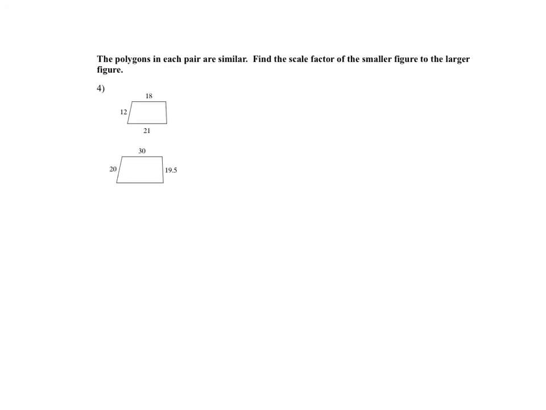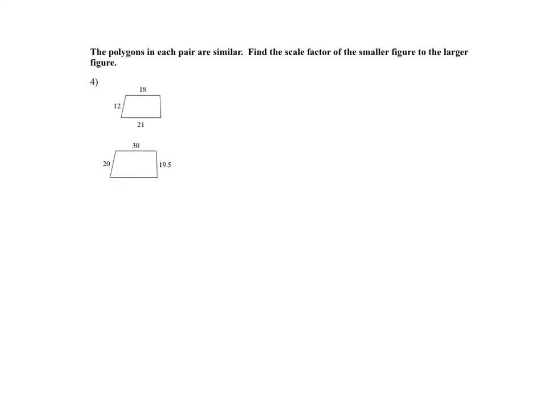So this one is telling me the polygons in each pair are similar. Find the scale factor of the smaller figure to the larger. So in this case, this is important. The order is telling me that I'm going from the smaller to the larger. So I'm going to start by dividing 18 divided by 30. That equals 12 divided by 20, right? I know that they're similar because they are telling me that they are similar. So I'm just simplifying.